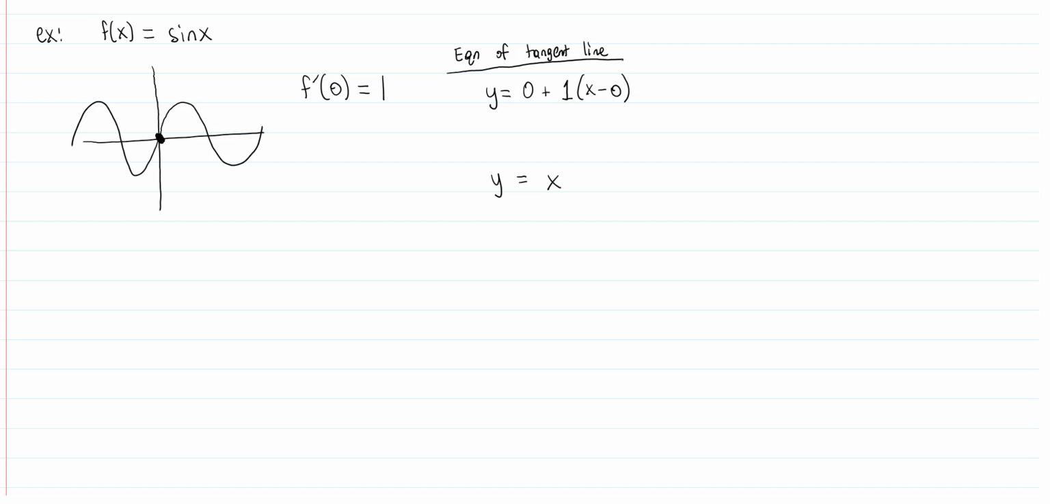Now, at this point, I do want to go back to the idea of how the tangent line is a good linear approximation to your function near that point of tangency, if you will. In this case, our function was the sine of x, and we're finding that the equation of the tangent line at x equals 0 is x. So these two should be approximately equal to each other.